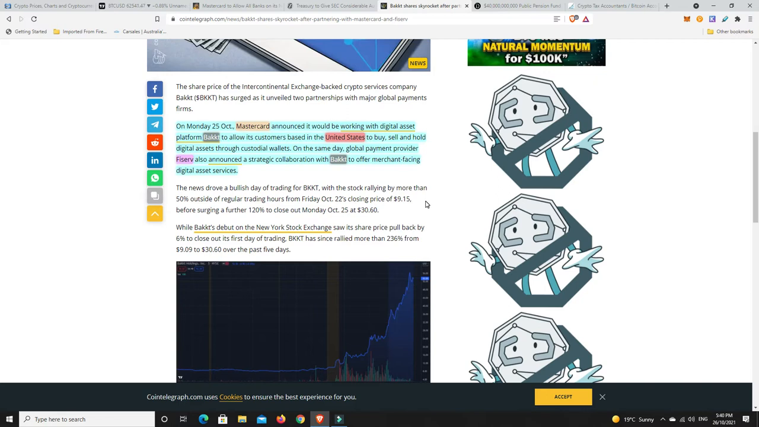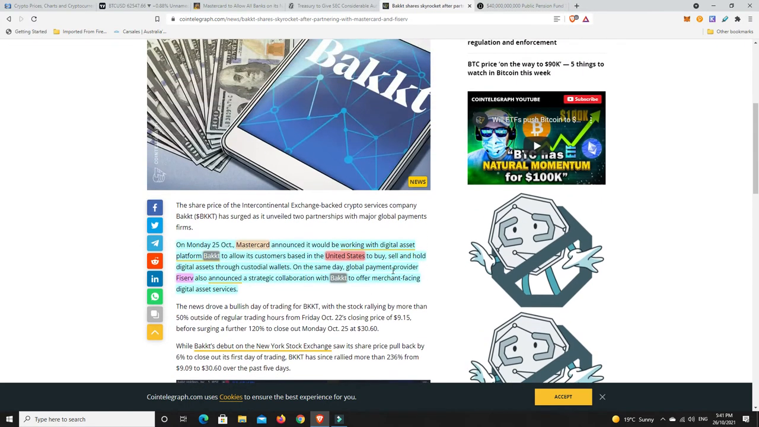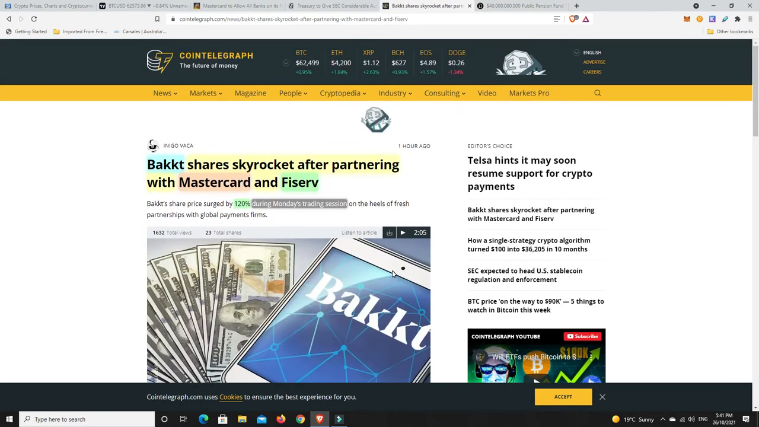On the same day, global payment provider Fiserv also announced a strategic collaboration with Bakkt to offer merchant-facing digital asset services. So again, ladies and gentlemen, the big money is coming. You can see it. And again, all the payment rails are starting to happen. And that is the funny thing. The big money isn't even here yet. This is the early parts.